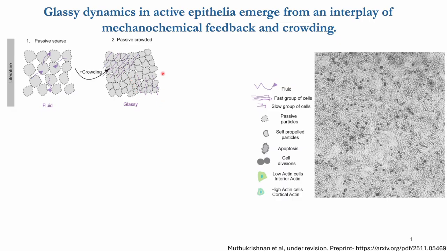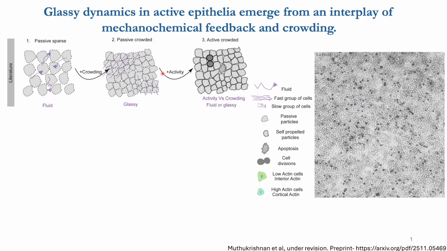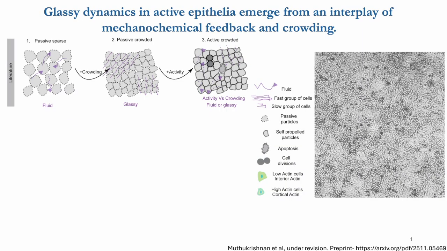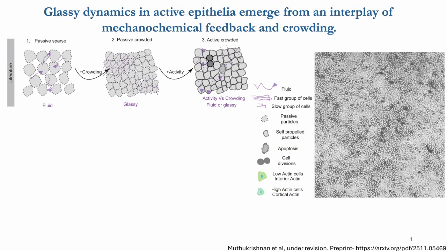But what happens in a system where there is crowding as well as activity, meaning that the individual particles are themselves motile? On the one hand, activity tends to fluidize the system, but on the other hand, crowding pushes it towards glassy dynamics. So, do epithelial monolayers show glassy dynamics or fluid-like behavior?